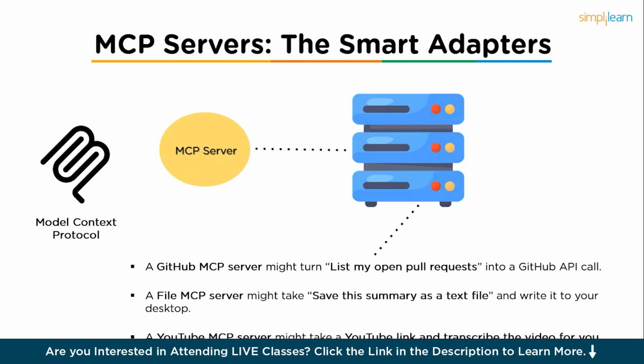These servers also make sure to tell the AI what they can do, like a menu of options, run the command or task, format the results in a way that the AI can understand, and also handle errors and provide meaningful feedback if something goes wrong.